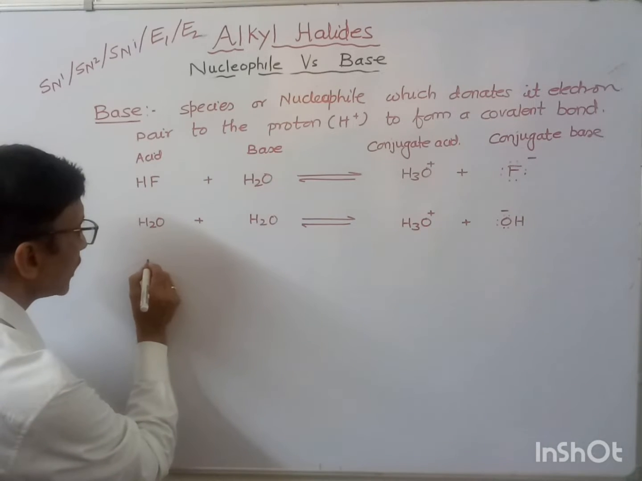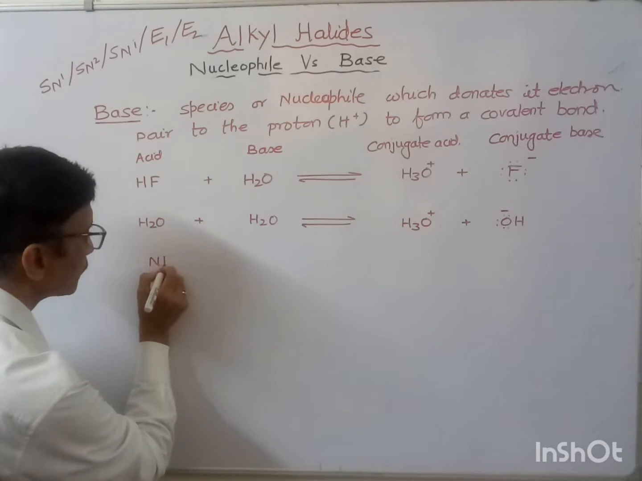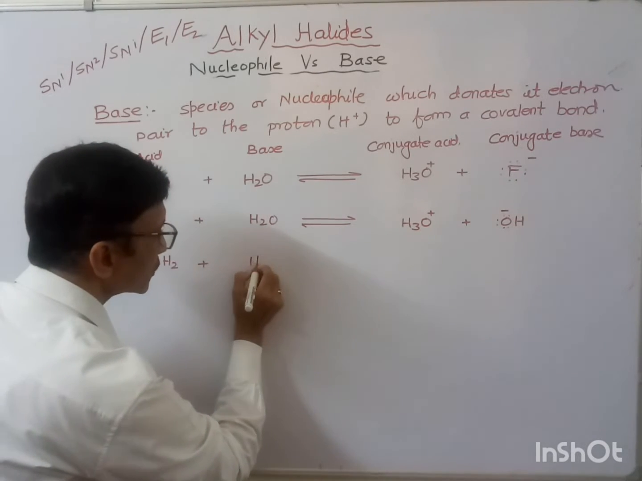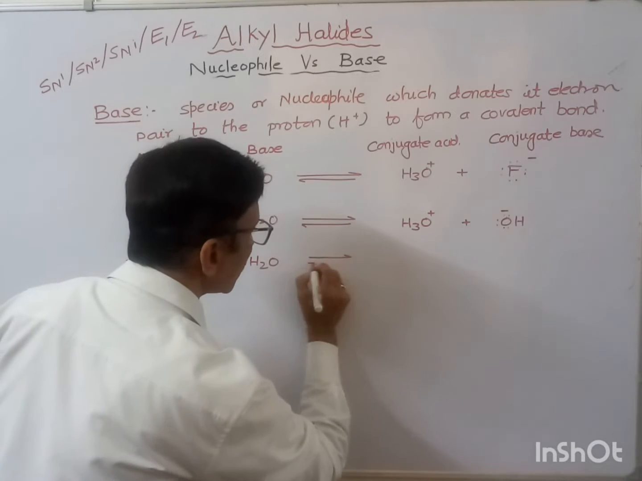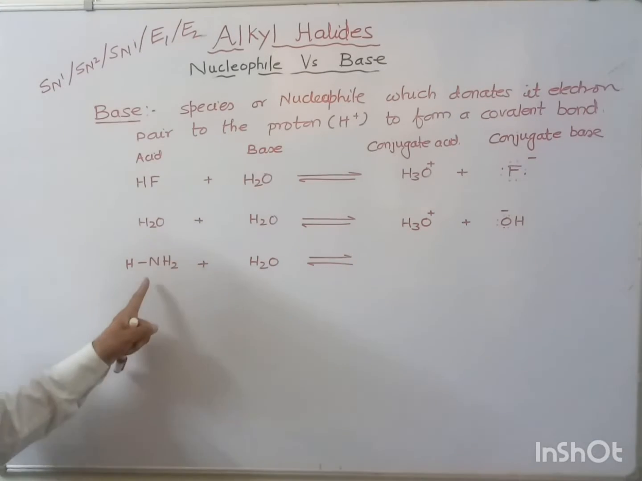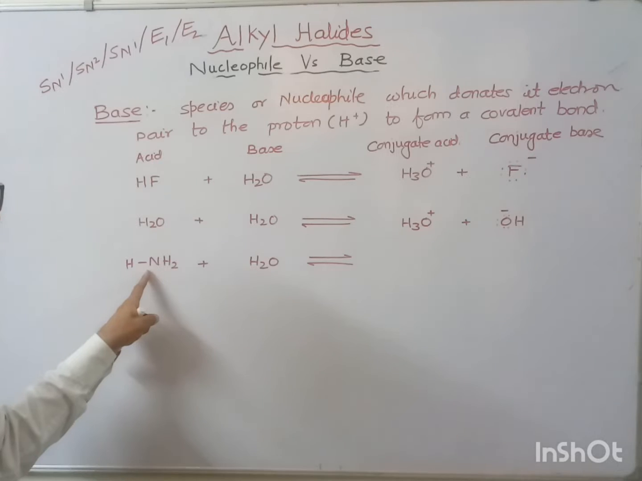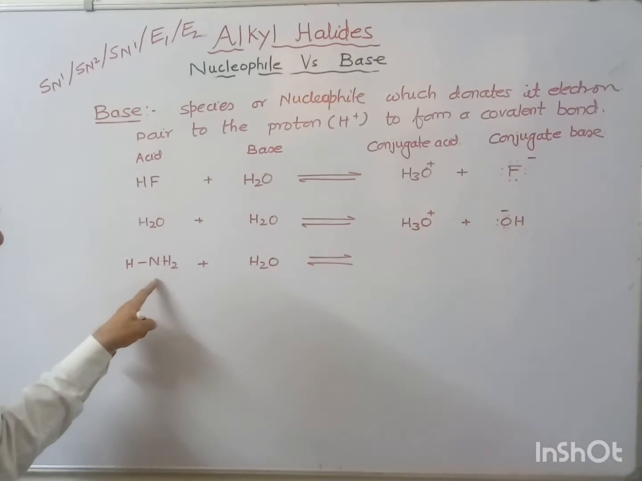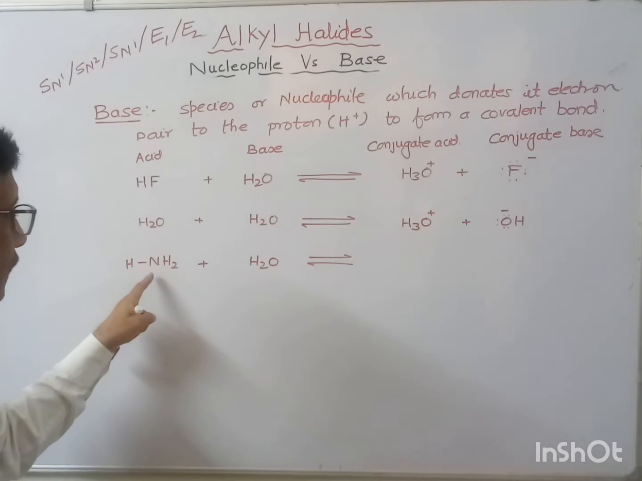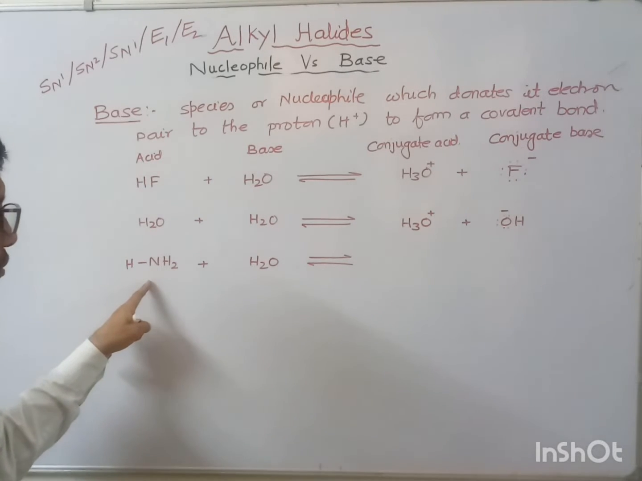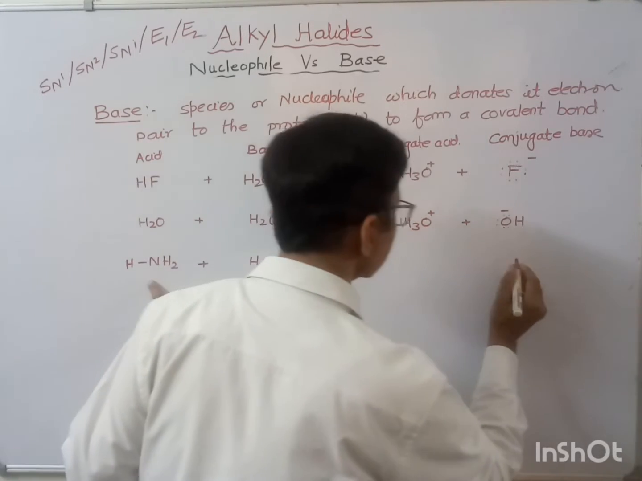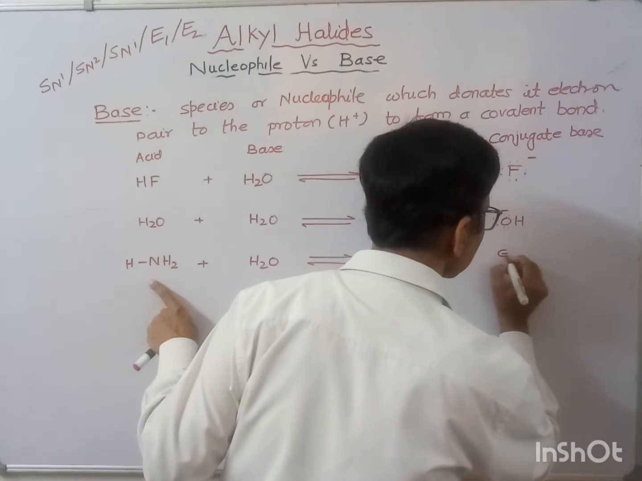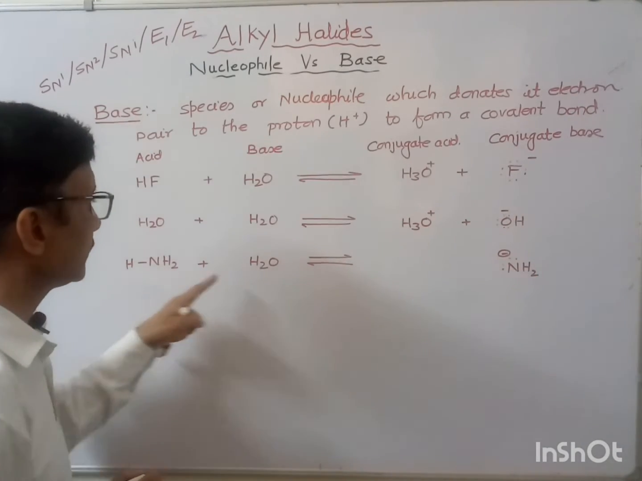Similarly, suppose we have ammonia plus water, that may form. After losing a proton, this is a weak acid, ammonia acting as a weak acid here, and after losing a proton it will form a conjugate base, which is a strong base, and plus this acid is formed.